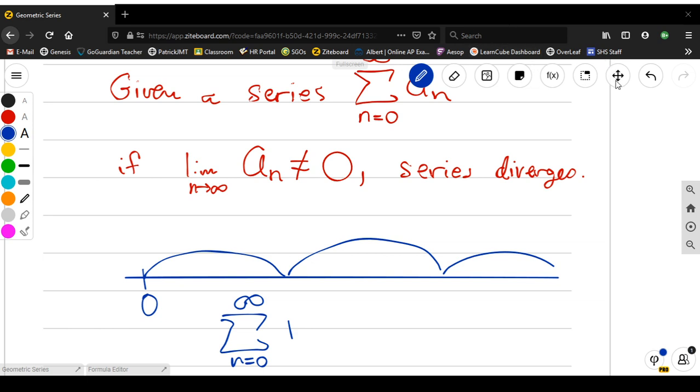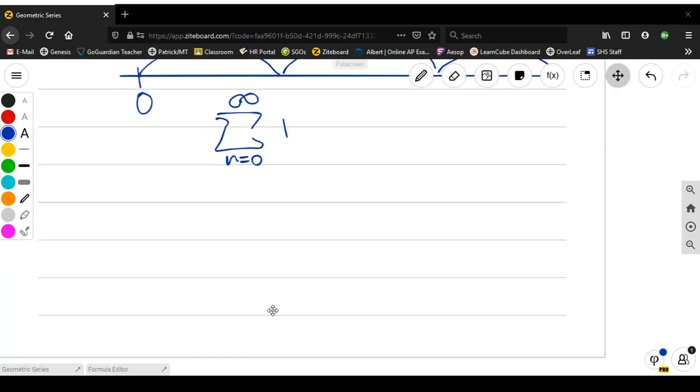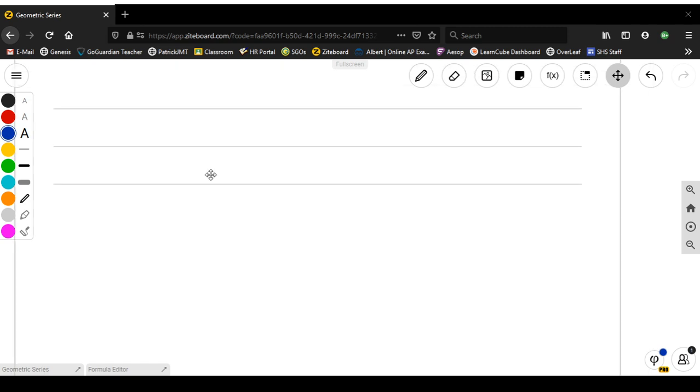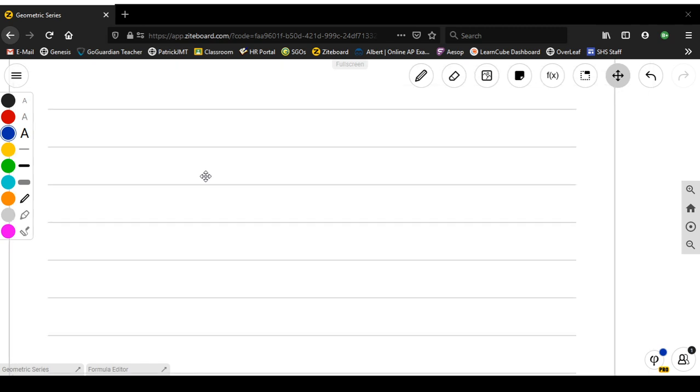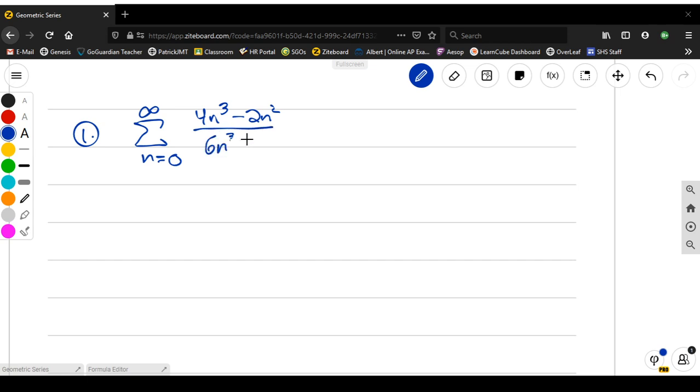So let me do an example here of this nth term test, and then I'll let you have at it. For my first example, let's say we have the series n equals 0 to infinity of 4n cubed minus 2n squared all over 6n cubed plus 10.